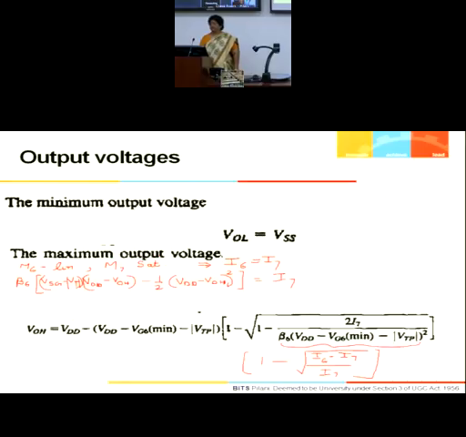So now again the minimum output may be 0, VSS may be 0. If you are working with dual rail, VSS may be minus 2.5 volts and VDD can be 2.5. Or for a single rail, VDD can be 5 volts and VOL can be 0. Accordingly, you have to make changes.